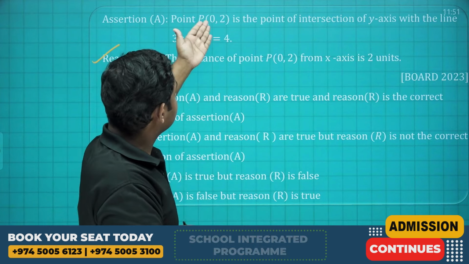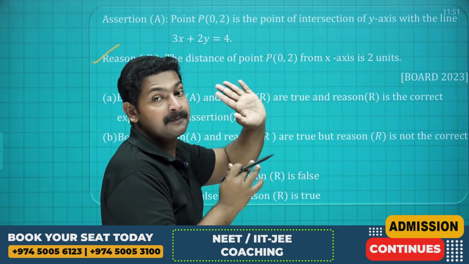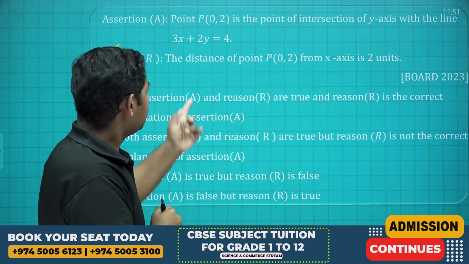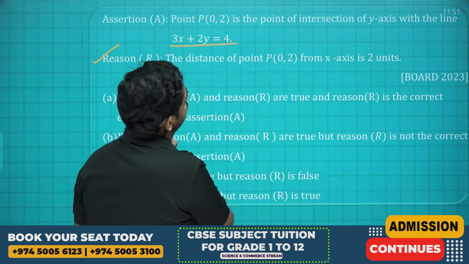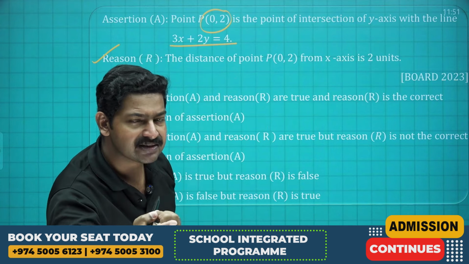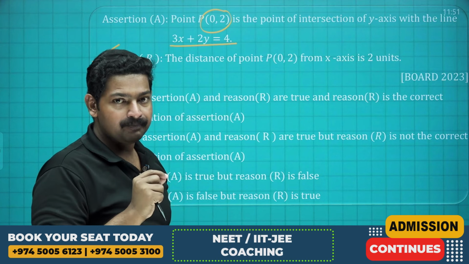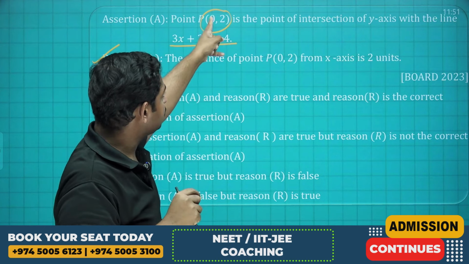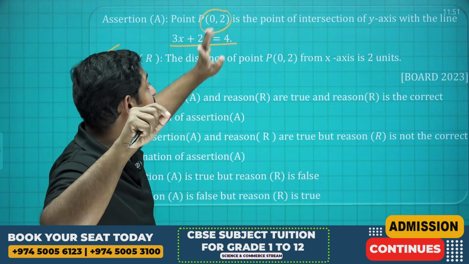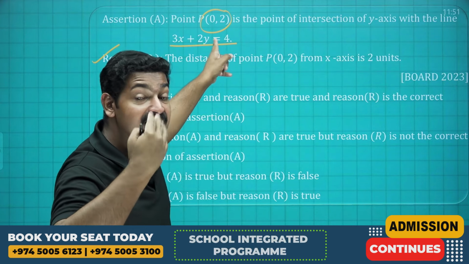Assertion gives that the point (0, 2) is the point of intersection of y-axis with the line 3x plus 2y is equal to 4. So the line is given, 3x plus 2y is equal to 4, and it is given that this point is the point of intersection with the y-axis. Y-axis means at that point the x coordinate is equal to 0, and the y value is given 2. So y is equal to 2 and x is equal to 0. We can substitute this point into the equation and see whether the equation satisfies.